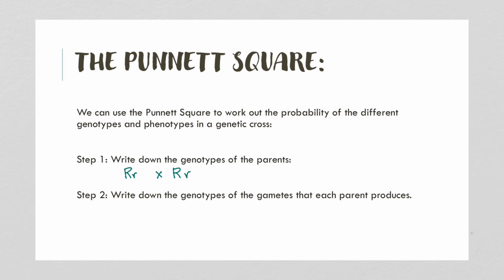So we need to write down the genotypes of the gametes that each parent produces. So each parent could give a big R to the offspring or a little r. So that's parent 1, and parent 2 is the same thing. So we could give a big R or a little r. So those are the genotypes of the gametes.